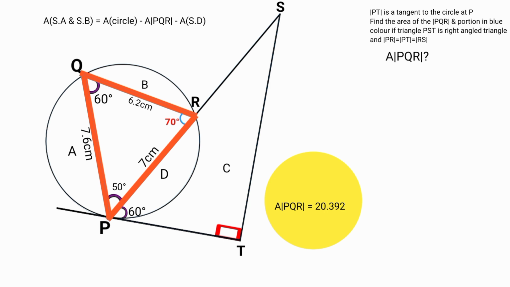20.392 centimeters squared. The unit of area is squared, but this is in centimeters, and therefore this will have to be in centimeters squared. So we can come directly here and substitute it.